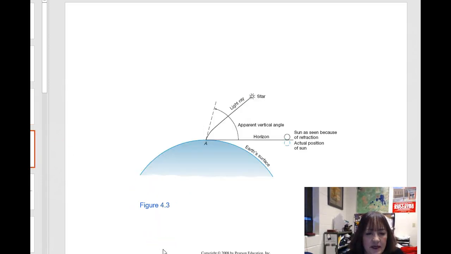So this is just talking a little bit more about refraction, getting into that idea that if you have light rays going through the atmosphere of the Earth, you will have a difference in the apparent position of a particular object to the actual position of that object, so that angles actually have to be corrected as well.